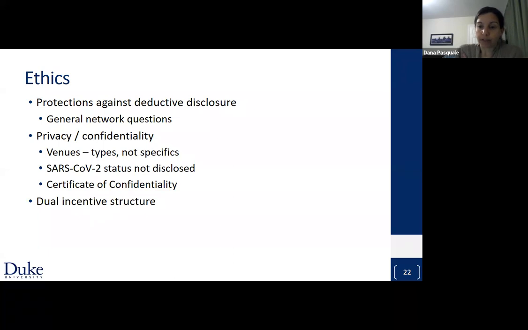So given that, and given the need to ensure that we were capturing a representative set of people after a full IRB review, the dual incentive structure was approved. Still, we are really careful about any potential harms that might befall our participants, and are also careful with reporting of infection status by communities.